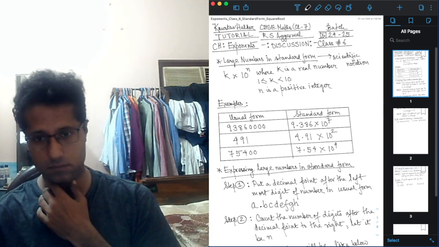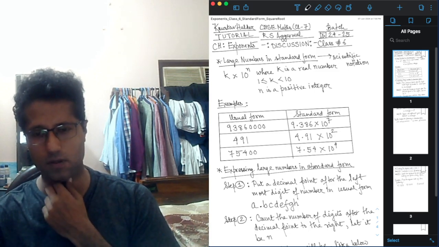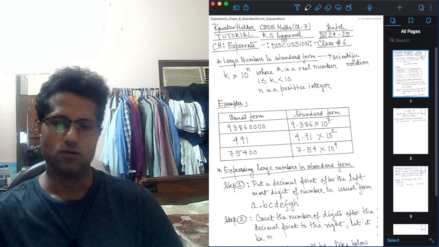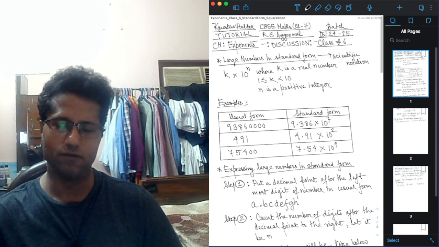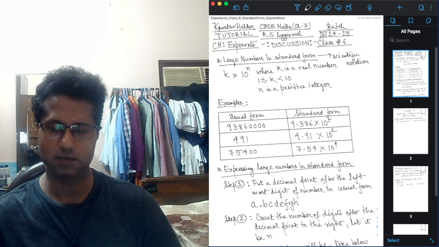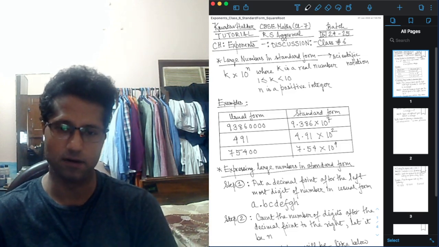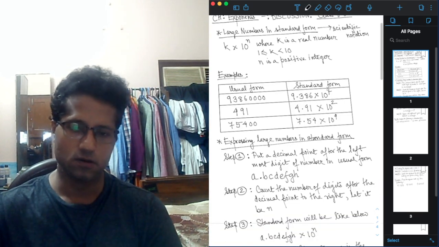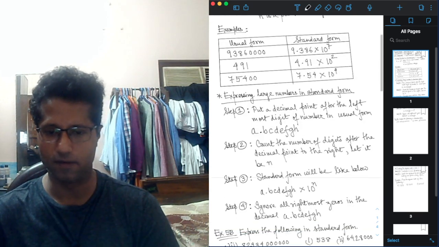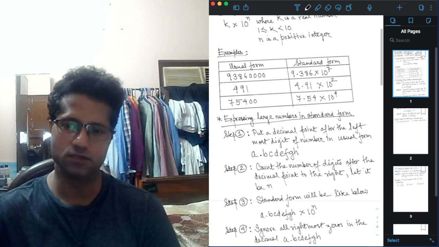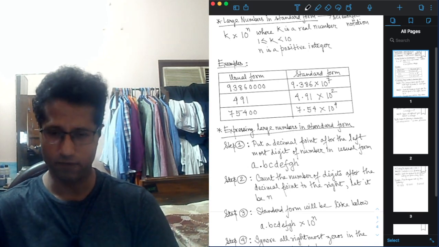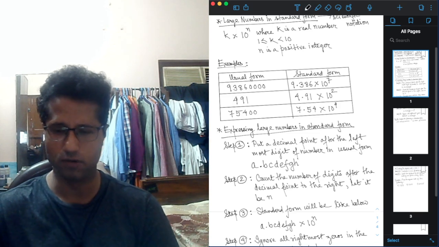Now let's try to understand how we express a number in usual form in the standard form. So you will be given a large number and you will be asked to express that number in standard form. So what are the steps you must follow? There are 4 steps. The first step is you put a decimal point after the leftmost digit of the number in usual form.